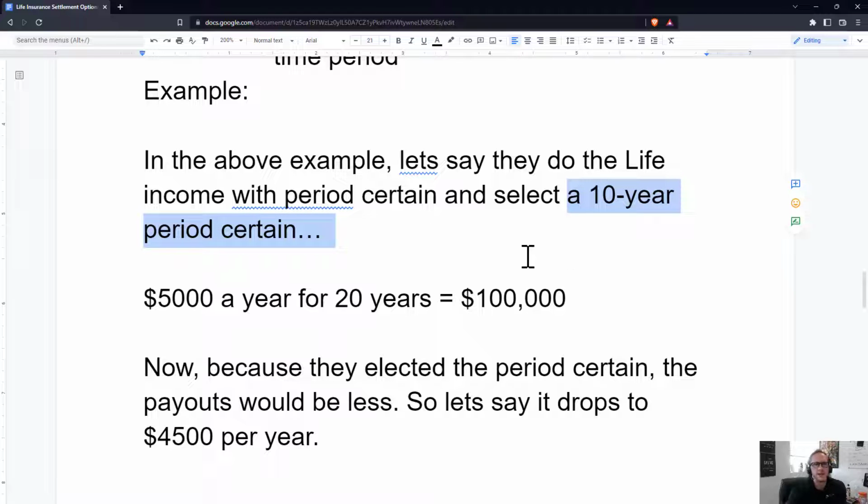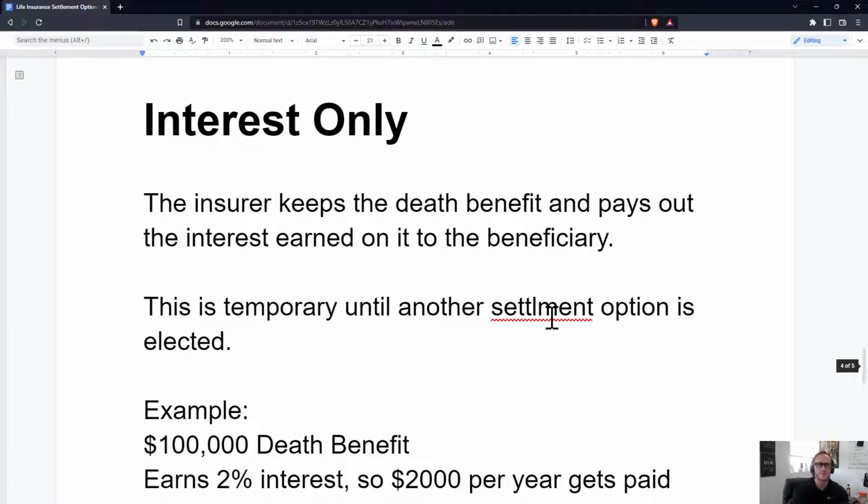They say, "Hey, we're going to pay you $4,500 a year until you die." Now, if you die within the next 10 years in that period certain, then we are going to continue making the payments to someone else until that period certain expires. It's really what it is. Next is the interest-only options.